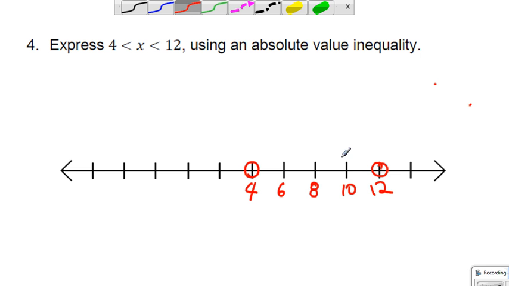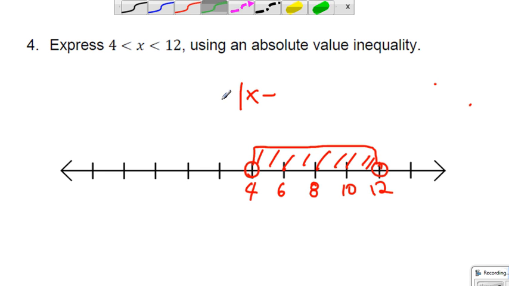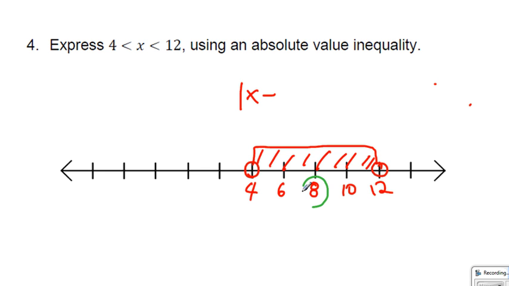Now, x has to be between those two, so we're looking at these values. Now the question is this. Using absolute value inequality, our expression has to be x minus the center. What is the center? The center is the midpoint between these two values. So where do you see the midpoint? Oh, right over here. That's the midpoint. Or we can simply use the average of those two endpoints to figure out the midpoint, which is our center.